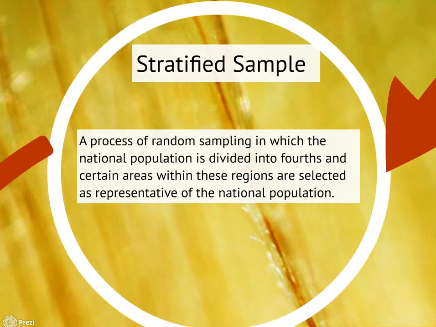Another method used to address problems is stratified sampling, in which the national population is divided into fourths, and certain areas within these regions are selected as representative of the national population. Although some organizations still rely on quota sampling, larger organizations and media polls now use stratified sampling, the most reliable form of random sample. Today, nearly every major polling organization relies on U.S. Census data as the basis for their 4 sampling regions. Stratified sampling is the basis for much of the public opinion data used by political scientists and other social scientists, in particular the General Social Survey, or GSS, and the National Election Study.